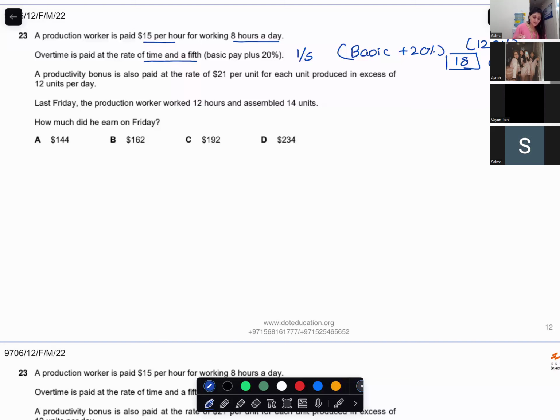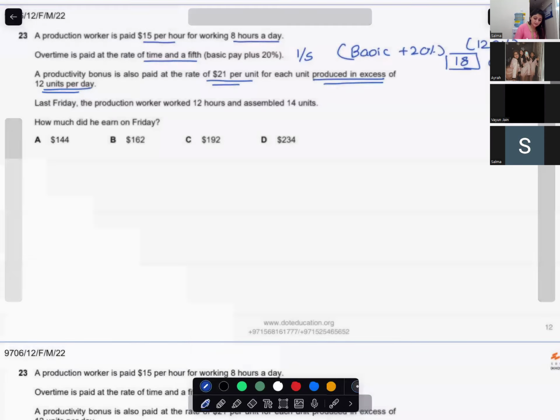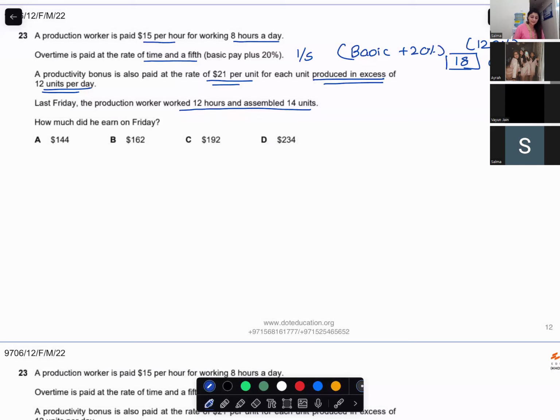Productivity bonus is also paid at the rate of 21 per unit for each unit produced in excess of 12 units per day. So if I am producing more than 12 units per day, I will get 21 per unit. Last Friday, production workers worked 12 hours, assembled 14 units. So come on. Basic pay. They worked 12 hours.